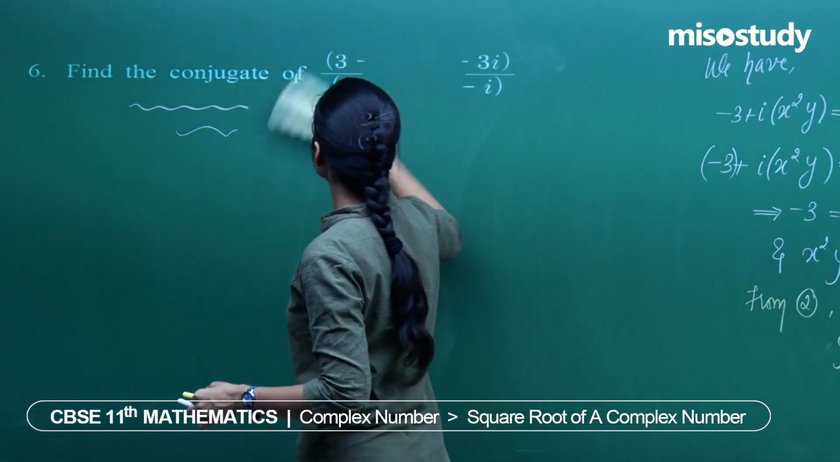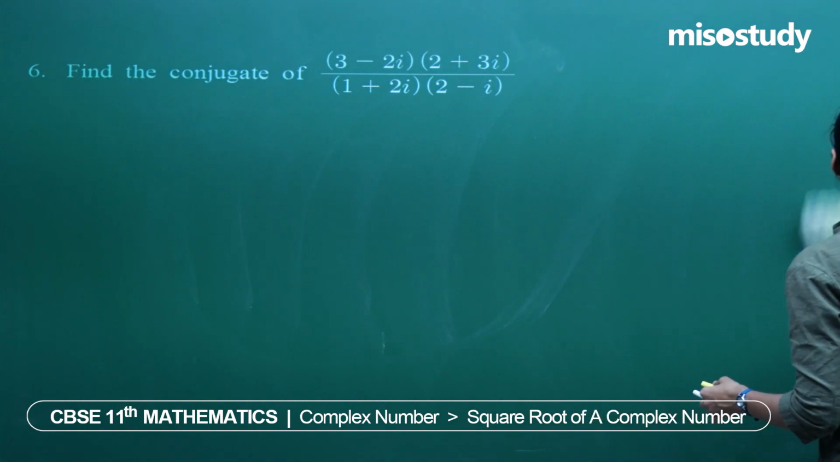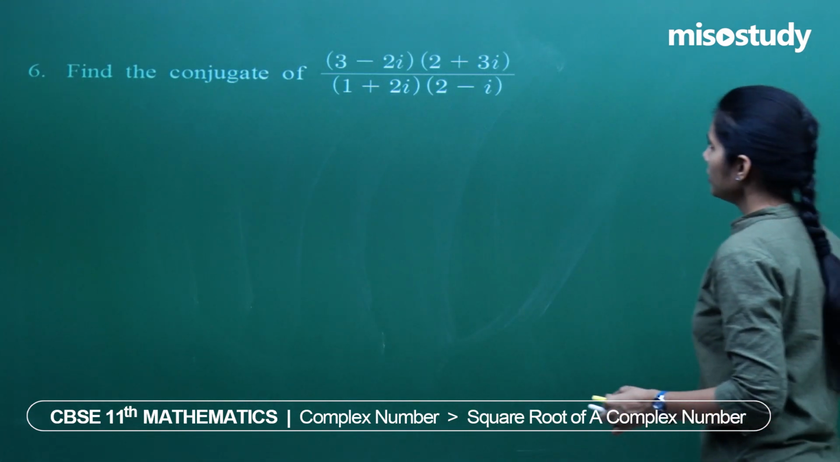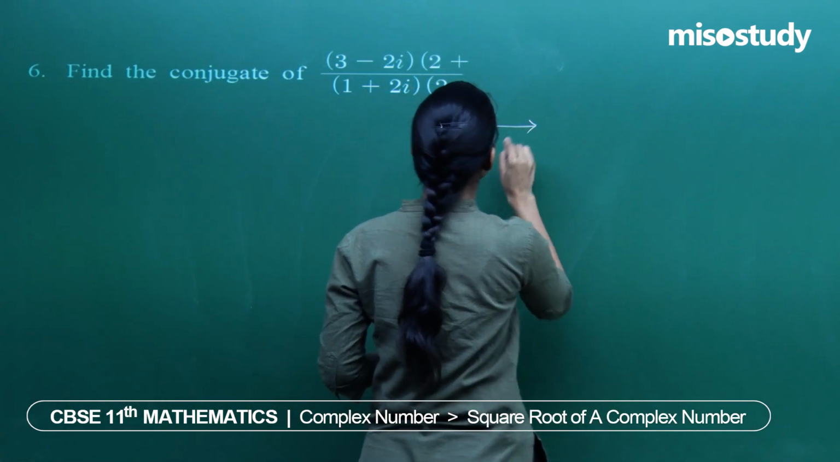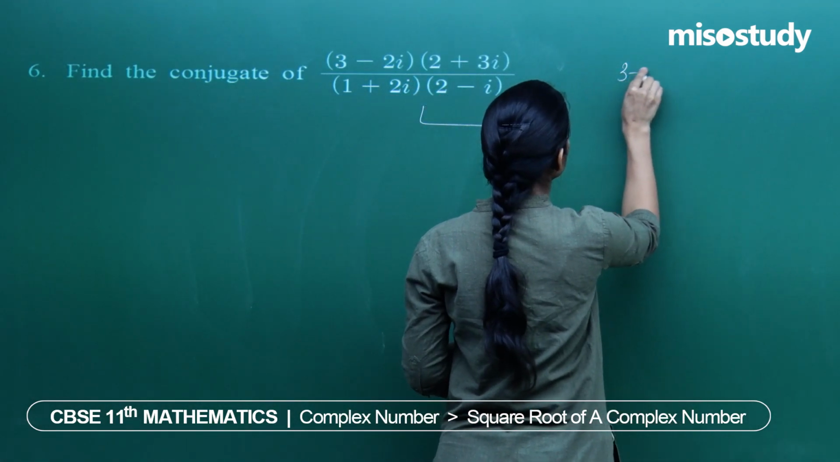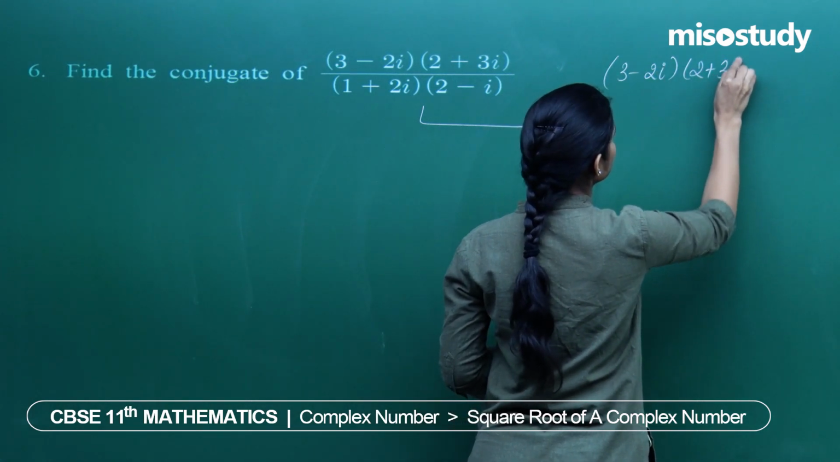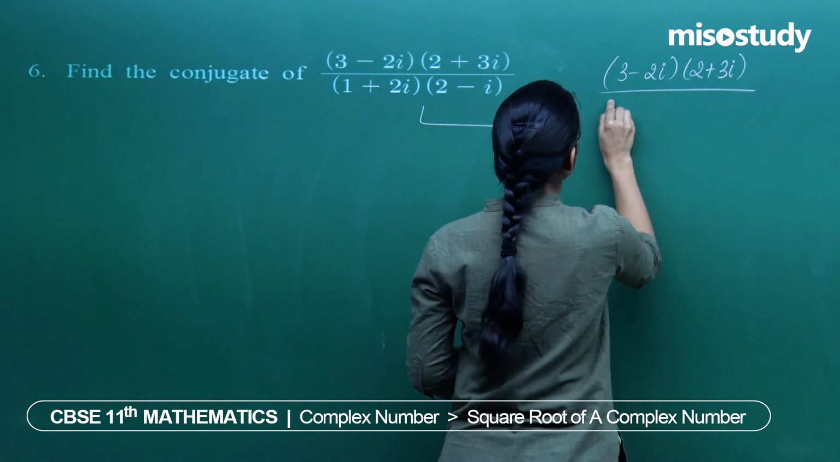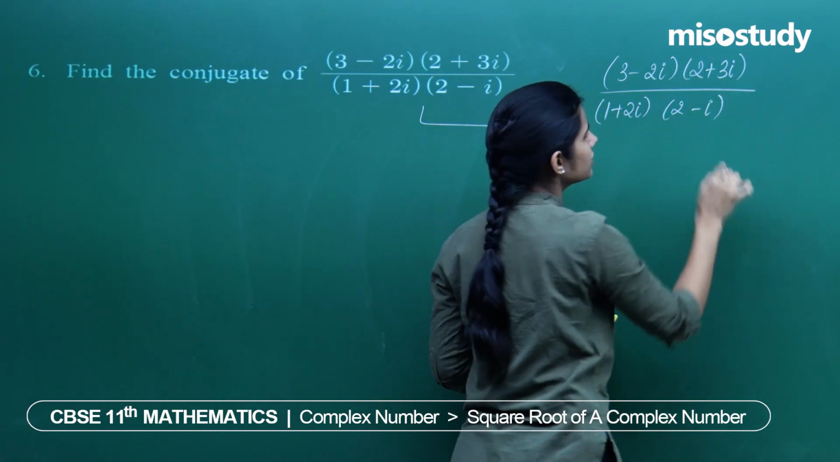Next question we have, find the conjugate of this given complex number. Now, please understand what was the drill to find the conjugate of any complex number. Let us write this complex number down: (3 − 2i)(2 + 3i) whole upon (1 + 2i)(2 − i).